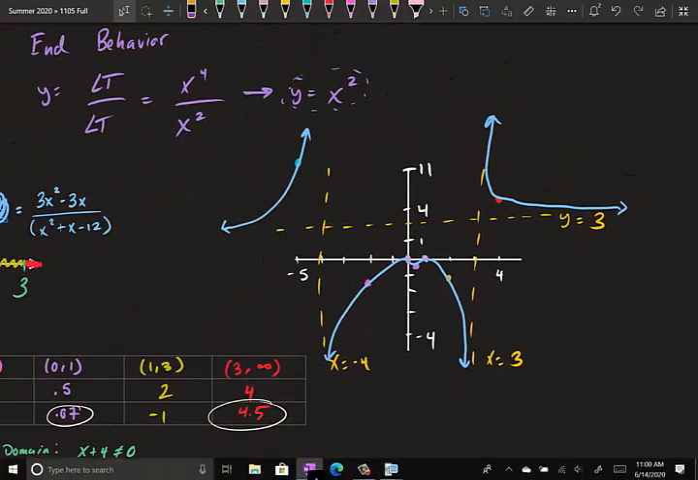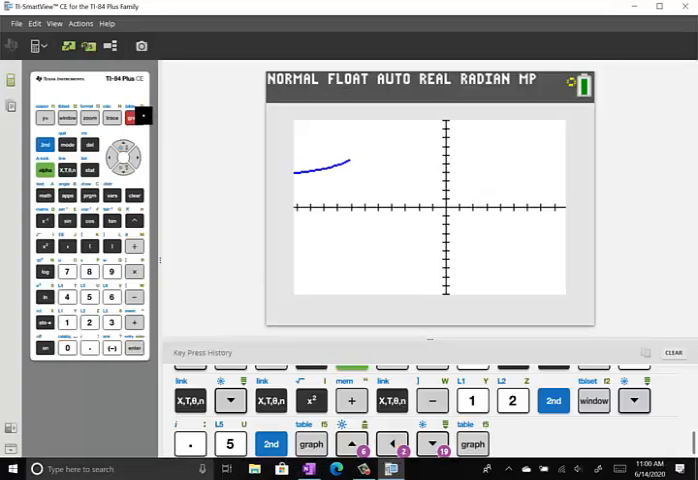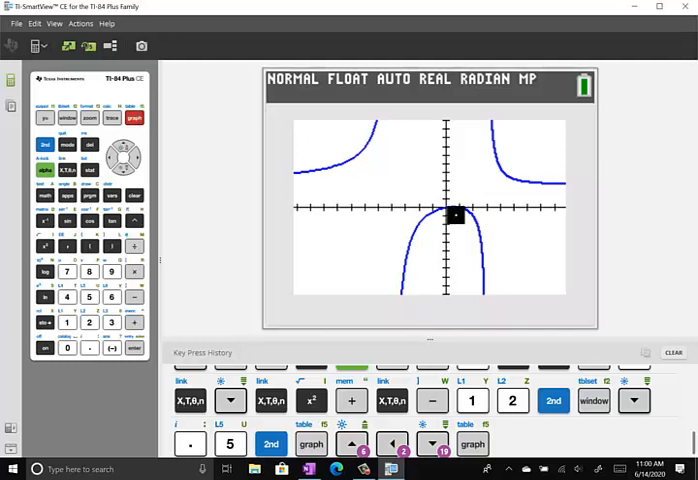Of course, you can go back to your calculator and check it. This is for checking purposes. There we go. It is. You can't see it, but it does dip down there. You just can't see it because it's a big window.